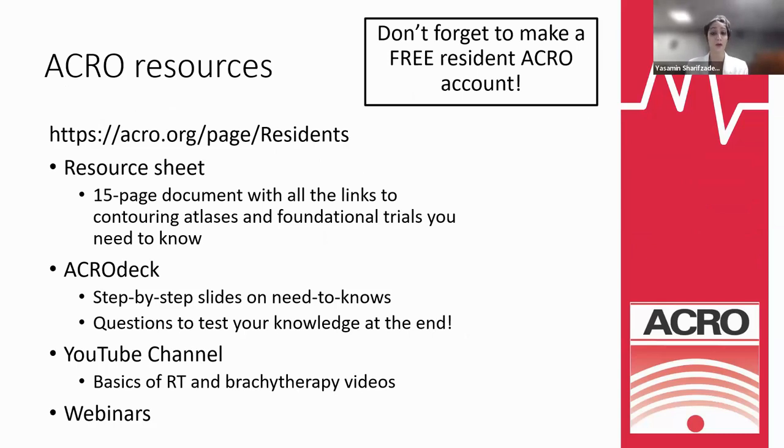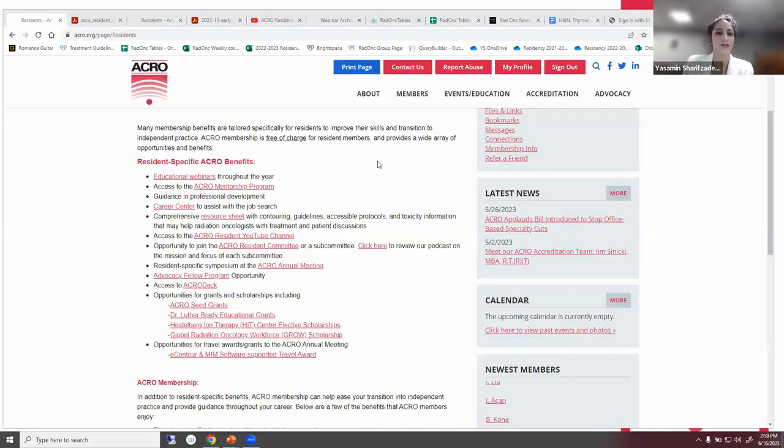So there are mainly 4 resources that are super helpful. One of them is a resource sheet. It's a 15-page document with all the links to contouring atlases and foundational trials that you could need. Second is ACRO Decks. This is a recent creation from one of the residents in the committee. It goes through step by step, slide by slide for the really big need to knows for different disease sites. And at the end, there are questions to test your knowledge. We have a YouTube channel that explains the basics of radiation and brachytherapy, and we also have a few really interesting webinars. So this is the ACRO website.